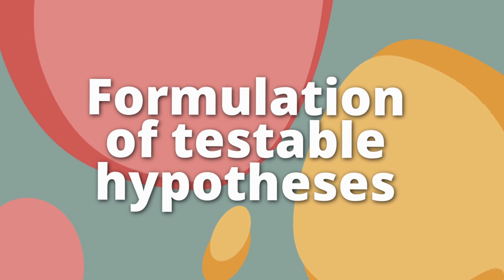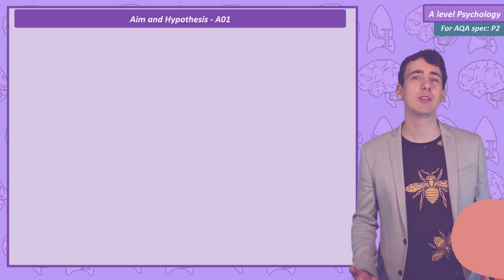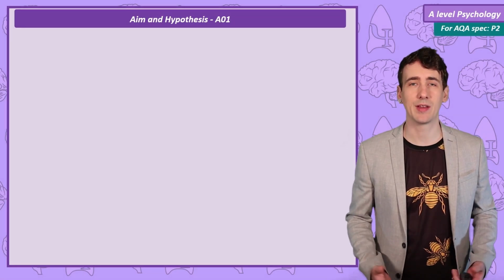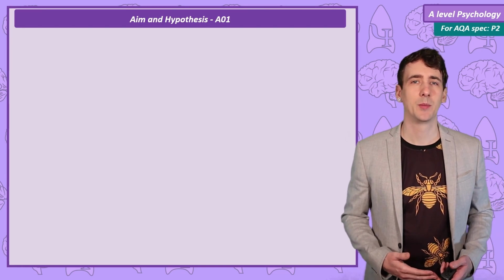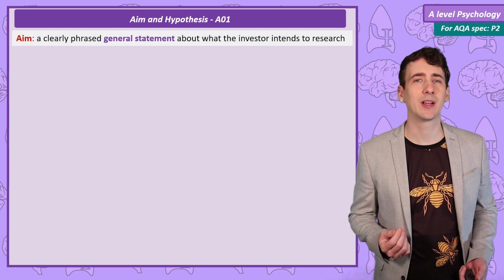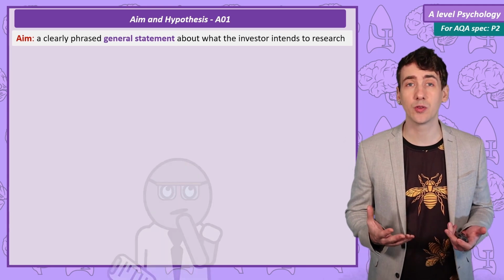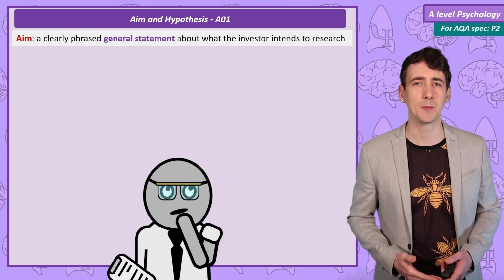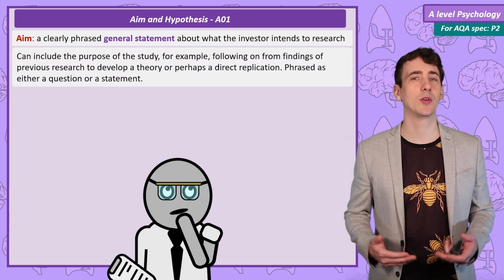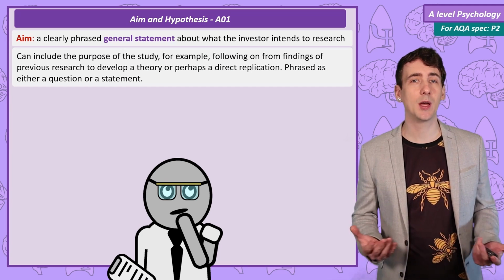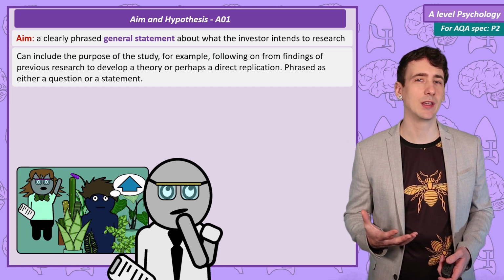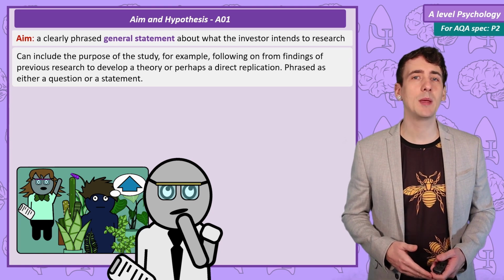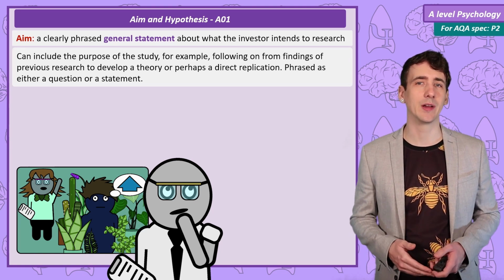Formulation of testable hypotheses. You might have a general area of psychology that you want to investigate. Say, I want to investigate how memory can be improved. But to give an aim, we need to narrow this down to a clear statement that outlines what you as a researcher intend to investigate. The aim can include why you want to investigate it, so stating the purpose for the study. Purposes could be because previous research raised interesting questions, or maybe you're directly replicating someone else's work.